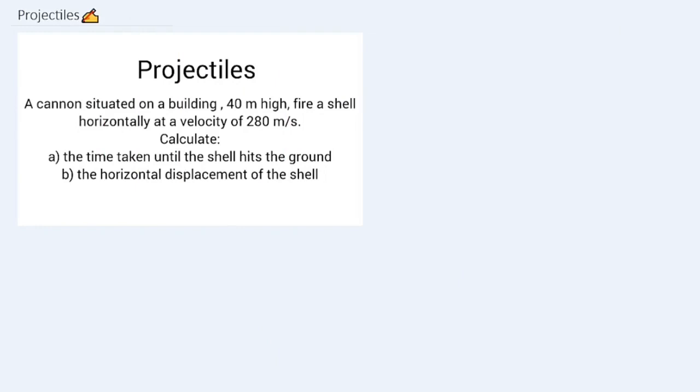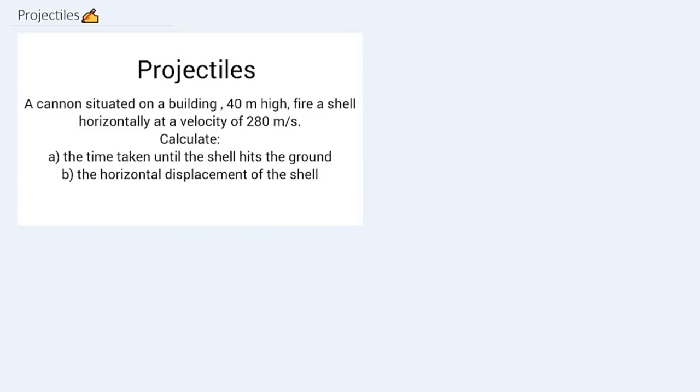In this lesson, we're going to be solving this problem. This problem is under projectile motion. So here, the problem reads as follows. A cannon situated on a building 40 meters high fires a shell horizontally at a velocity of 280 meters per second. Calculate the time taken until the shell hits the ground and the horizontal displacement of the shell.